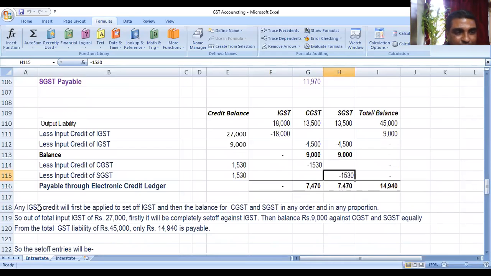Therefore, you can read this explanation. Any IGST credit will be first applied for IGST, then the balance for CGST and SGST in any order and in any proportion. The total input IGST of 27,000 was my input credit. Firstly, it completed the set off of IGST, remaining 9,000. Then the balance 9,000 against CGST and SGST equally. From the total GST liability of 45,000, finally we have to pay 14,940 from the cash ledger.